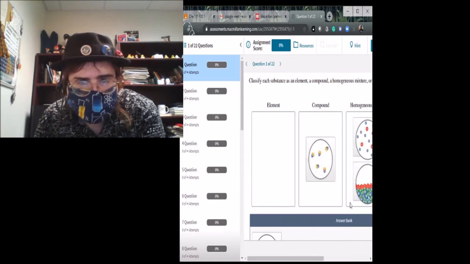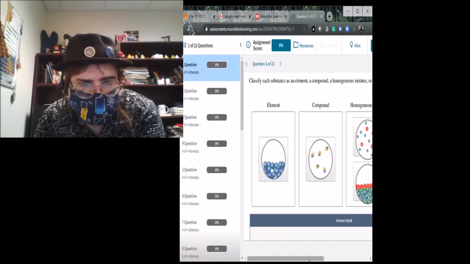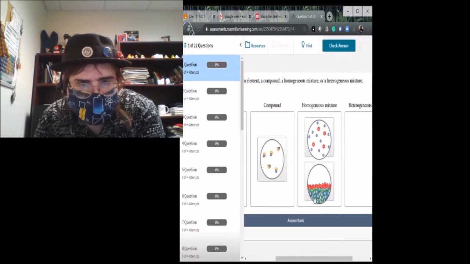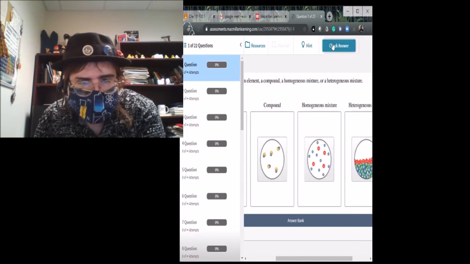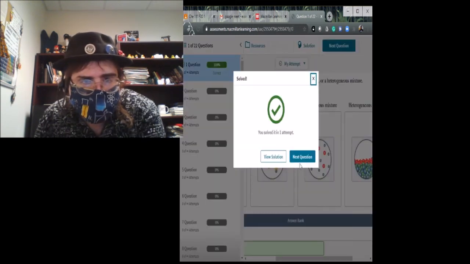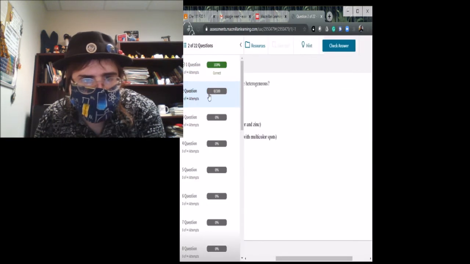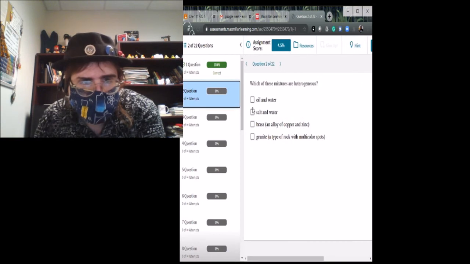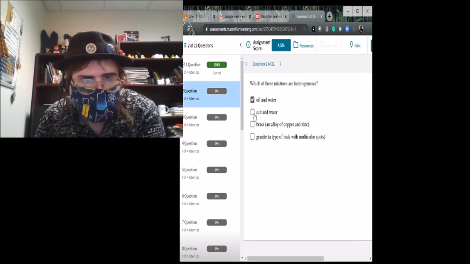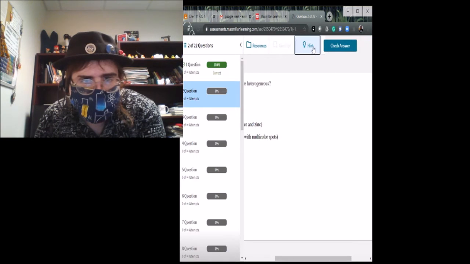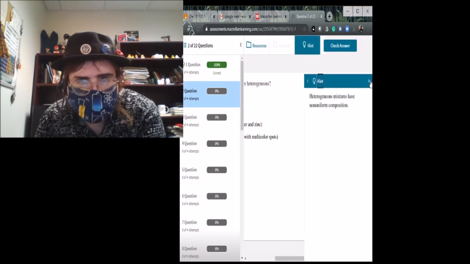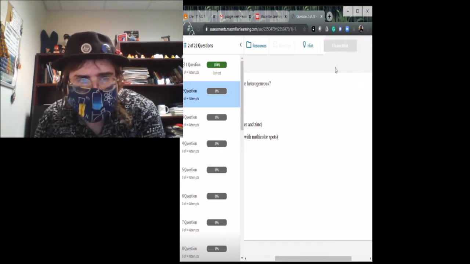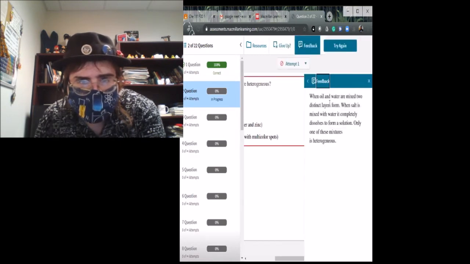Label these as homogeneous, heterogeneous. What type of mixture? That might be a homogeneous mixture. It's pretty uniform throughout. This is two things combined together. It's a compound. There is heterogeneous. Well, this is a pure element. Check answer. It's like, oh, I'll give you the point. If I do that, I would get 100% points on that problem. So, which is heterogeneous? Oil and water.